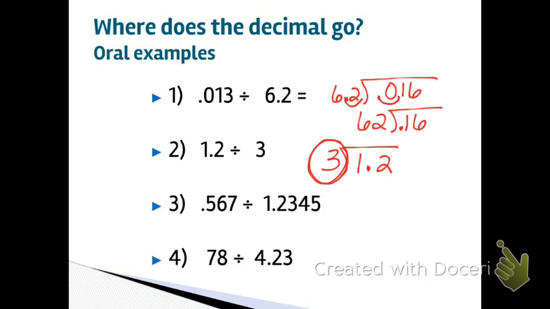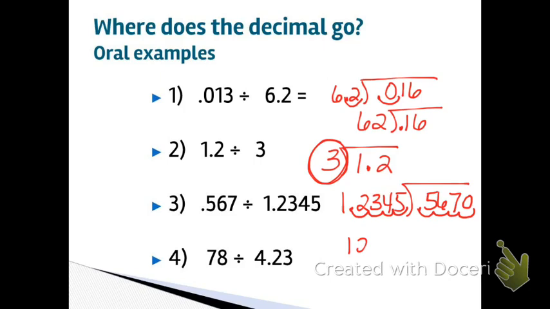Okay, let's look at the next one. So we have 1.2345 on the outside and 0.567 on the inside. How many places do we need to move the decimal? 4 places. You see it? 1, 2, 3, 4, because it has to touch the door. That means the other one has to move 4 places. So we'll move it 4. 1, 2, 3. What do we do now? We have to add a 0 so we can keep going. So now we have 12,345 divided into 5,670. Do you see it? That's it.